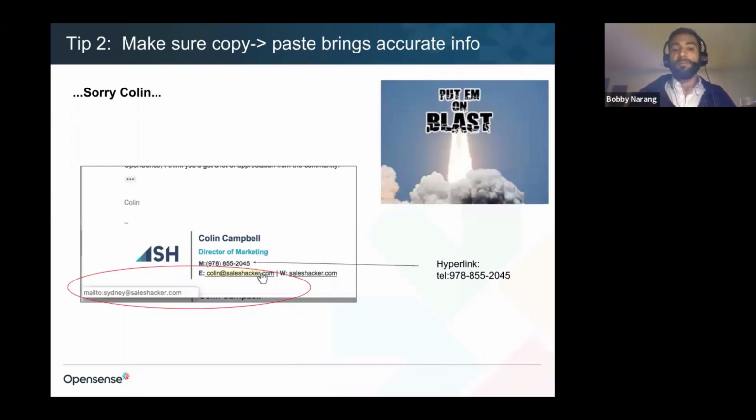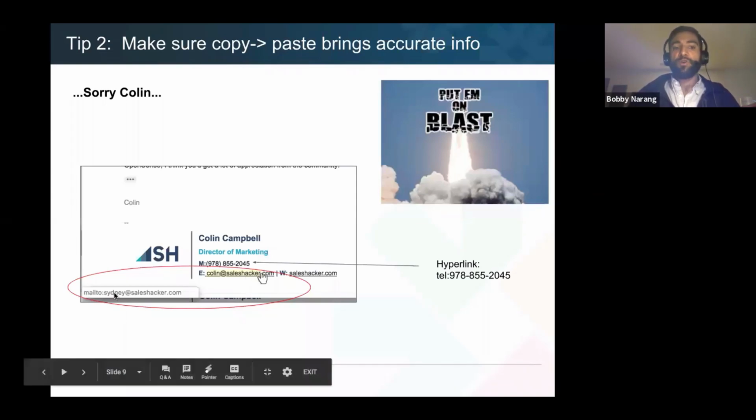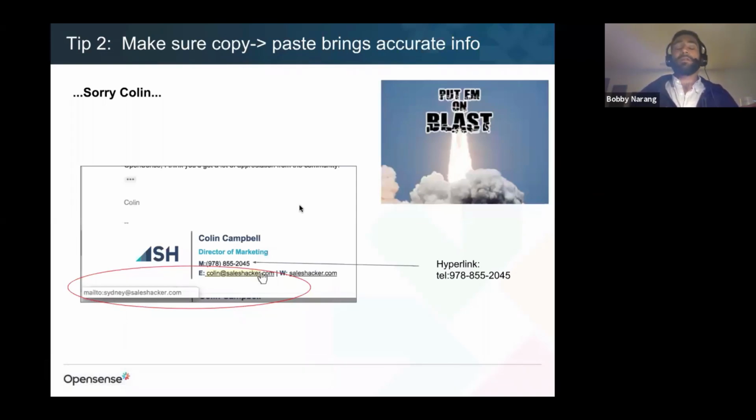Sometimes when you copy certain elements of the signature over, for instance, in this case, I'm going to point out Colin's email address, the mailto, or the actual click-through target, sometimes doesn't change, even though you change the email address from your colleague's that you've copied and pasted. In fact, when Colin and I were communicating about this webinar last week, I noticed that when you clicked on his email, it actually popped open a mailto to his colleague, Sydney.